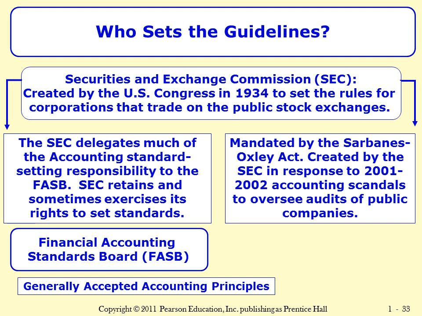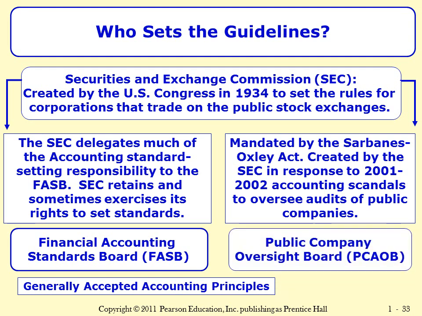In more recent times, the SEC created the Sarbanes-Oxley Act in response to Enron and WorldCom's disasters. An agency created by the Sarbanes-Oxley Act is the Public Company Accounting Oversight Board, PCAOB. Their job is to audit the auditors who audit public companies to make sure they're doing things on the up and up.